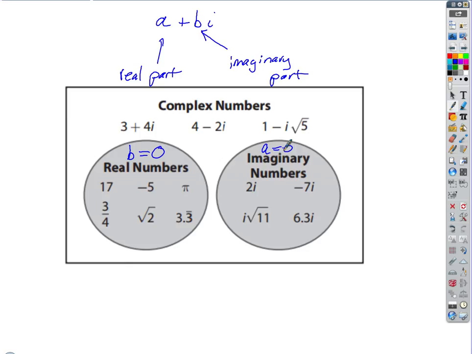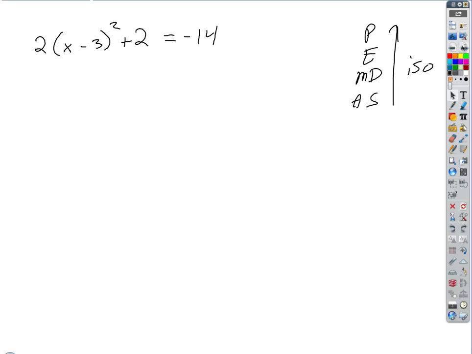But in general, this is what every number really is, right? Every number is really just a complex number. These are just some specific subsets of that larger set of complex numbers. Okay, so let's look at one more example, and then I'm going to let you work on this stuff. So what about this then?